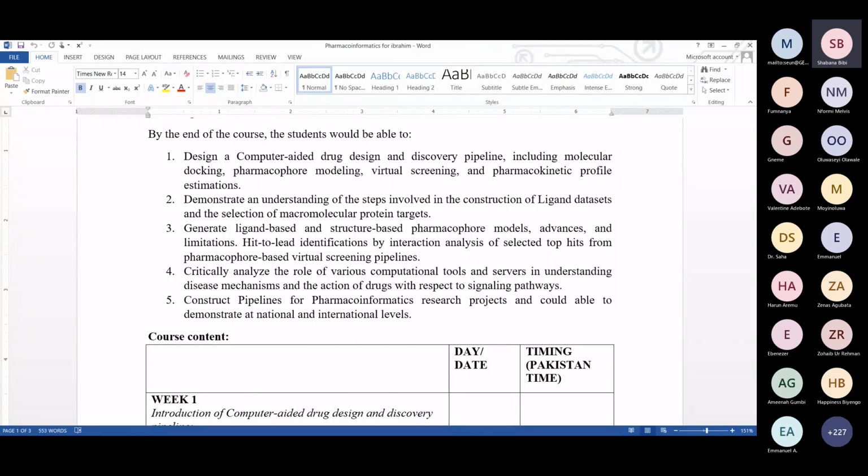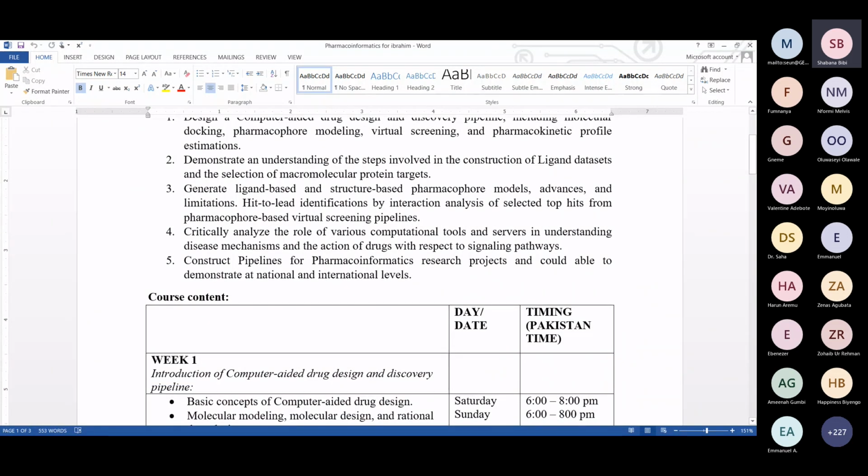The third option is a ligand-based or structure-based pharmacophore model. If we have the information of ligands, then we will probably go for the ligand-based. If we have the protein structure information, then we prefer the structure-based pharmacophore.